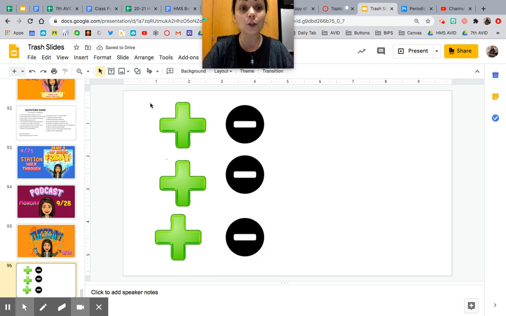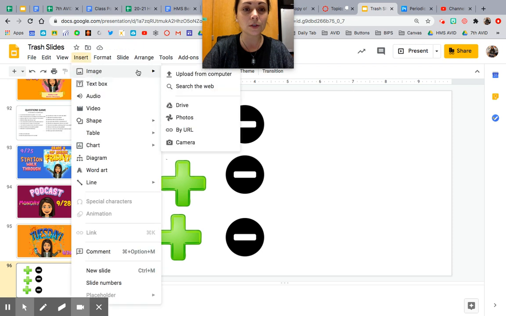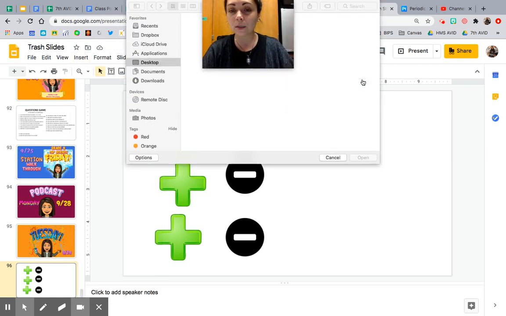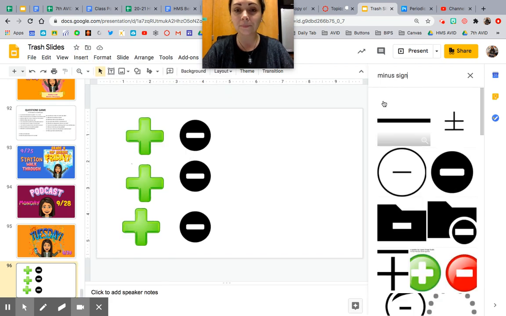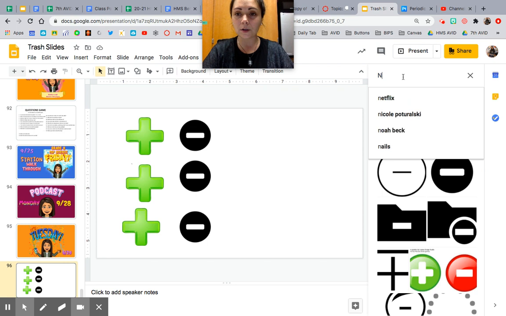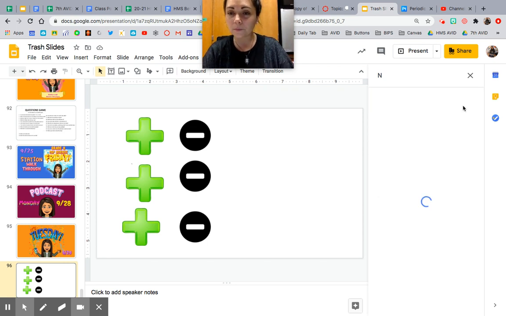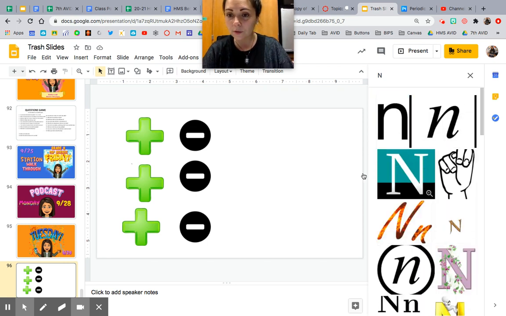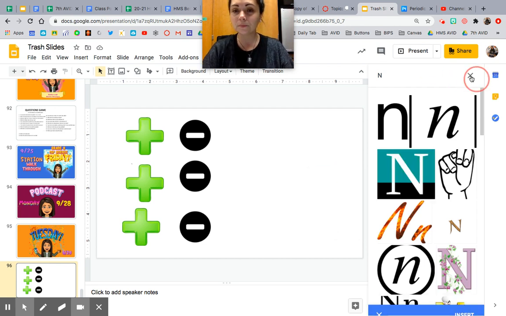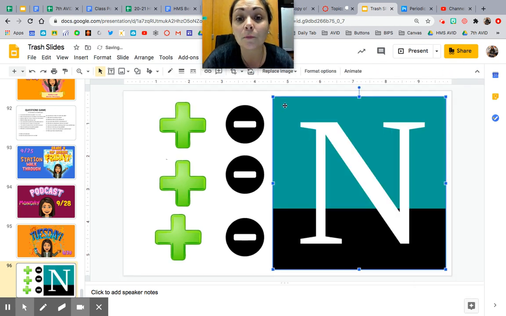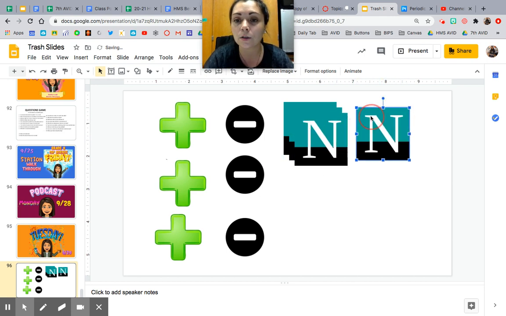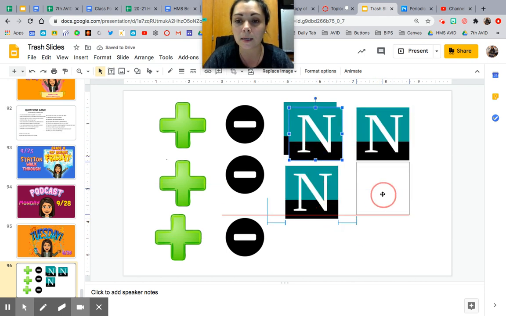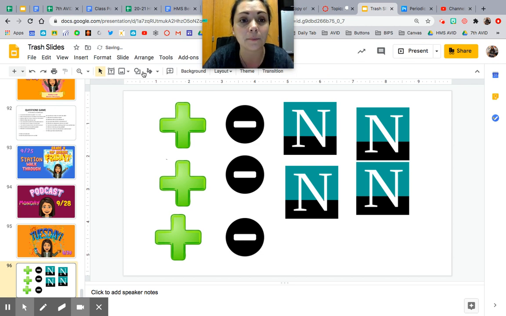Lithium has 4 neutrons. So I'm going to go to Insert, Image, Search Web. I'm going to just put the letter N and see if I can get a letter N. Oh, this is perfect, y'all. So I'll do this as my neutron. So lithium has 4 neutrons because its atomic mass is around 7. So this is what lithium looks like. This is a typical lithium atom.